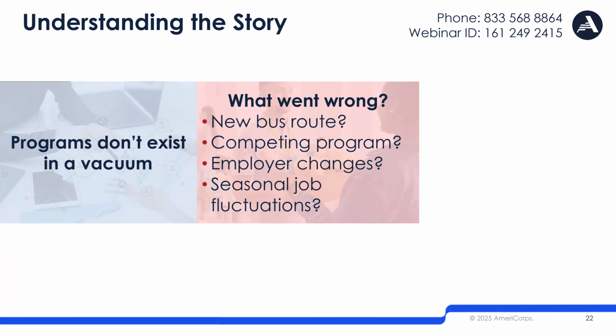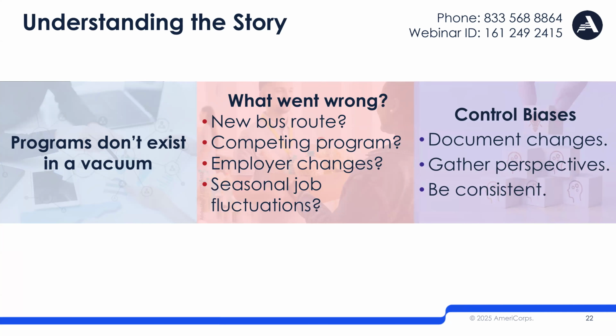Maybe a bus route change, making it harder for people to reach you. Perhaps another organization started a similar program nearby. There could have been a major employer in the area that either laid off workers or hired more people. Maybe it was just a month when seasonal jobs in your community tend to increase. Remember, you cannot remove all biases, but you can control for most of them.